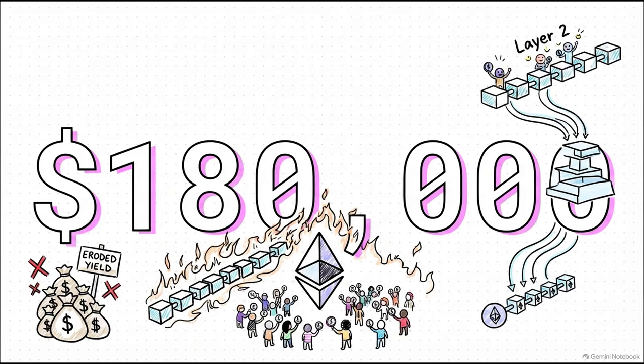$180,000. That is the crippling potential annual gas cost just to distribute monthly dividends to 10,000 token holders if you naively ran it entirely on the Ethereum mainnet. Costs like that would completely erode investor yield. Layer 2 solutions aren't just some nice-to-have upgrade. They are economically mandatory if you want to scale.